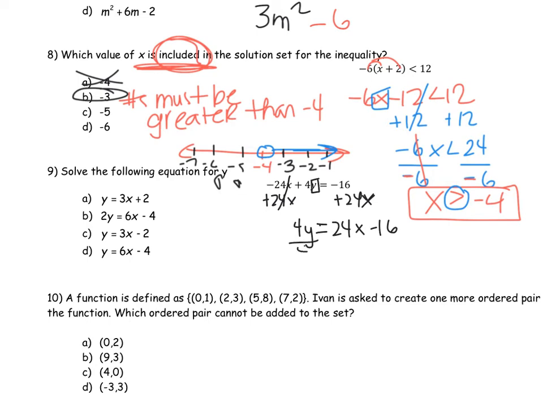Then you divide everything by 4. That cancels out. Y is equal to 6x minus 4, which is choice D.